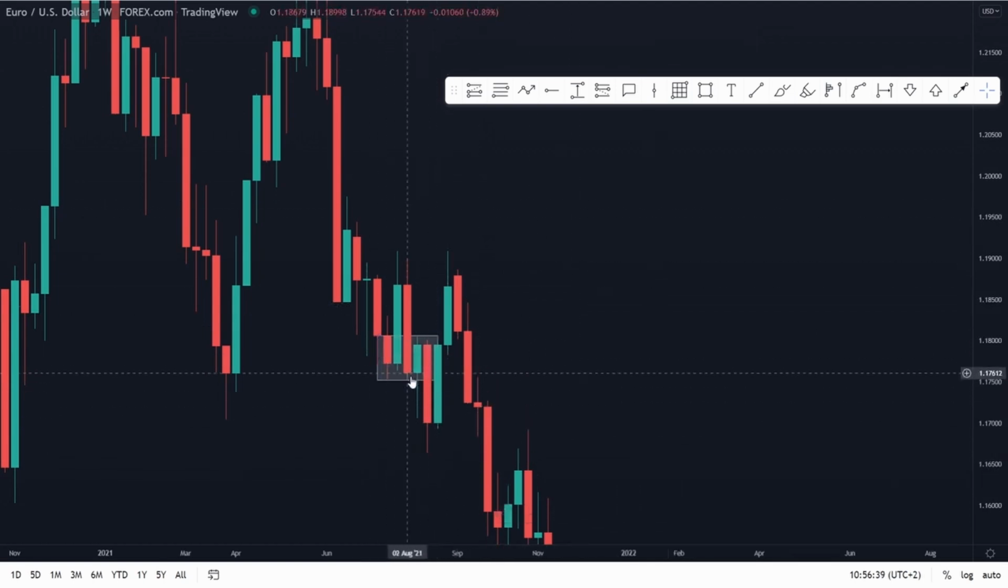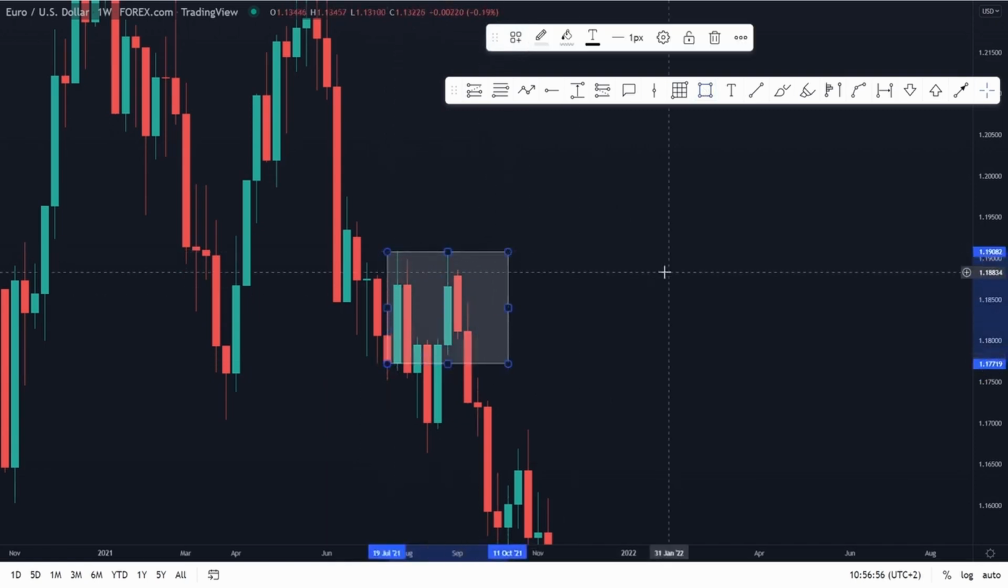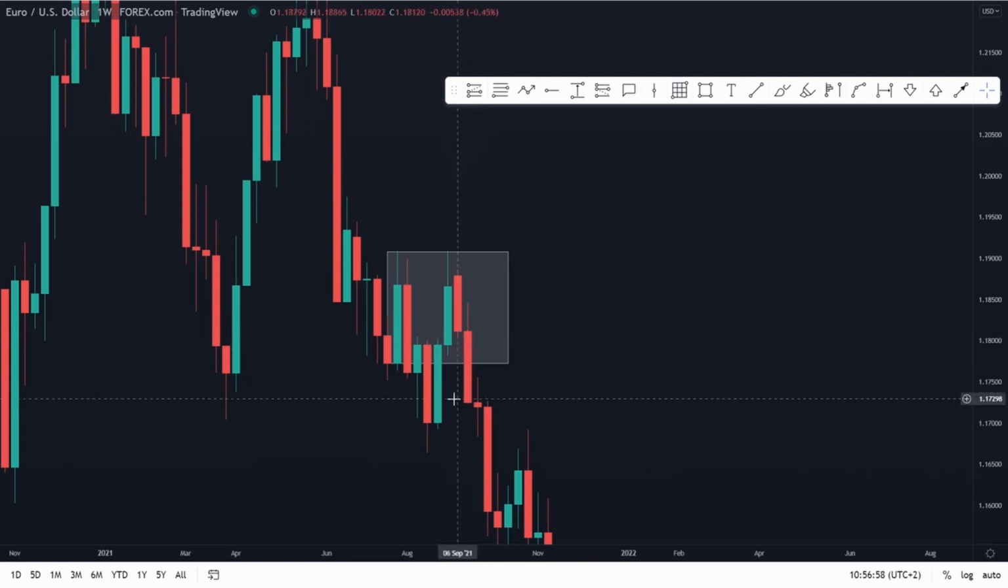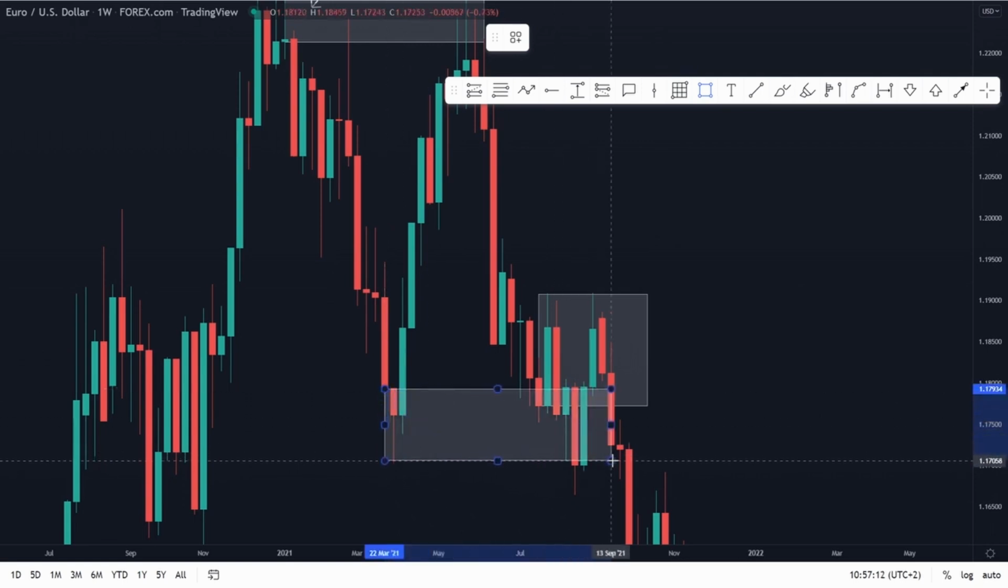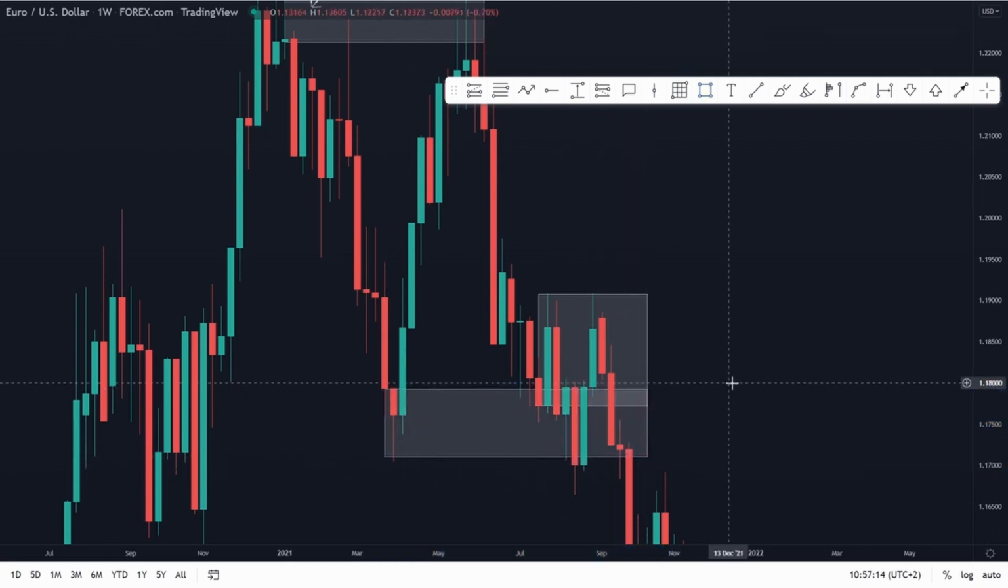I'll show you when we reach the part where I show you how to enter so that we can avoid this kind of things. As you can see, we have our supply zone over here, and then the market just played around this zone and then eventually dropped lower. Even this one over here is our valid demand zone, which was invalidated.